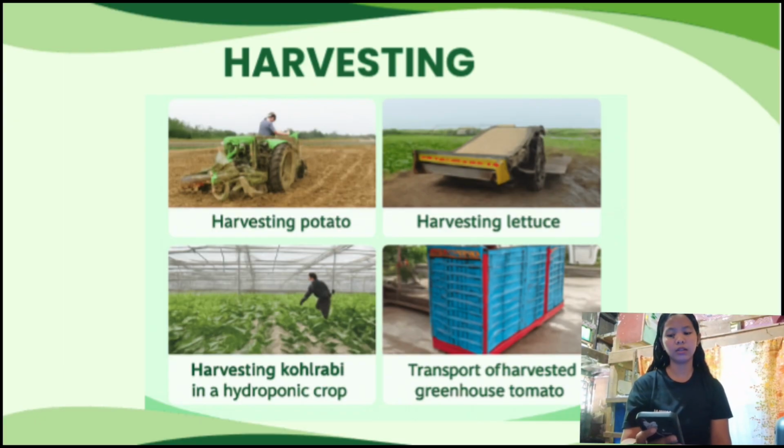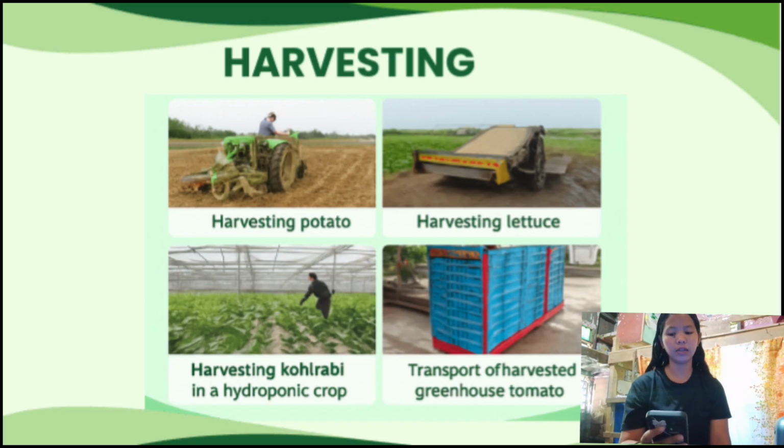So next we have the harvesting of kohlrabi, a hydroponic crop. Here we see harvesting kohlrabi in hydroponic systems. Since this is a controlled environment, harvesting is very systematic and clean. The plants are simply lifted or cut out of the system. Because there is no soil involved, the produce is clean and ready for packing immediately.